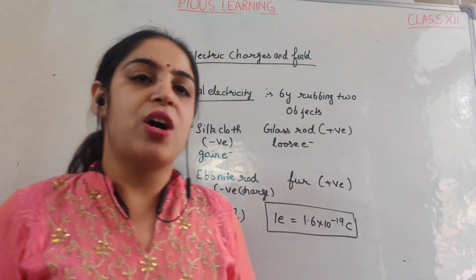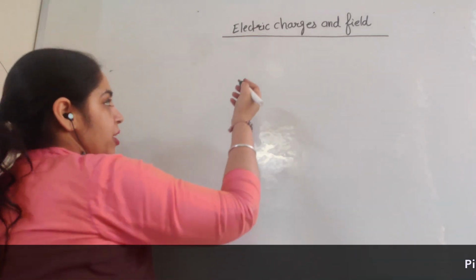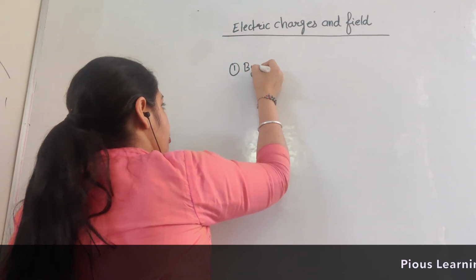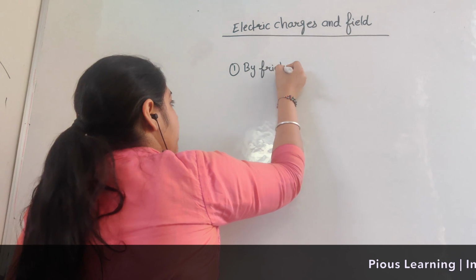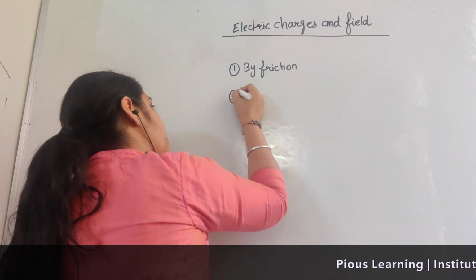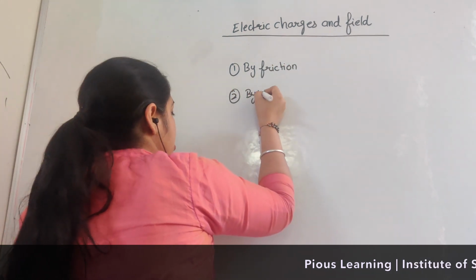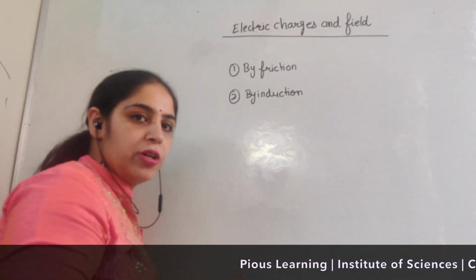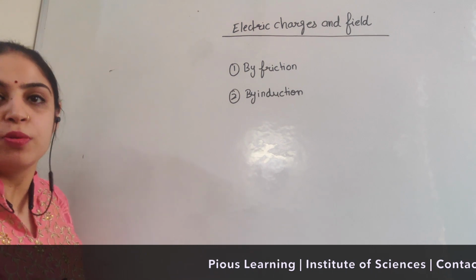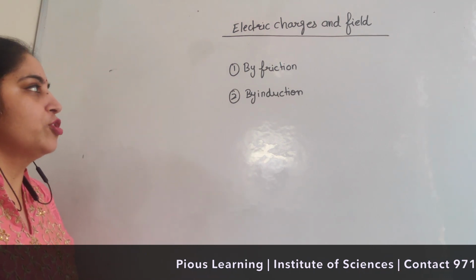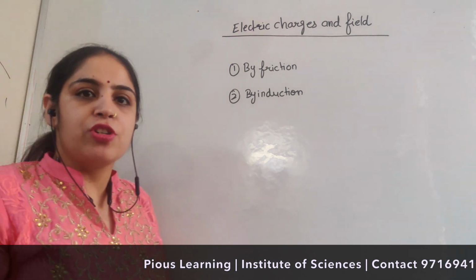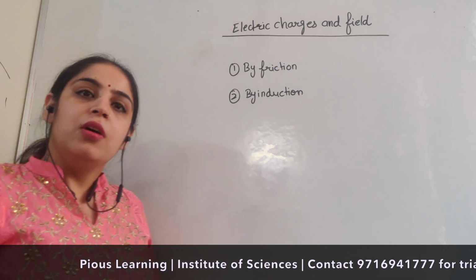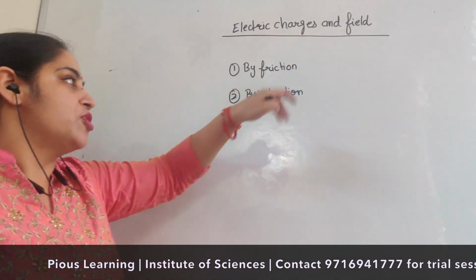Now, how do you charge a body? There are two ways to give the charge: first, by friction, and the second one, by induction. Friction, as we just discussed, is when you rub two bodies and the charge gets transferred from one to another. That is charging by friction. In it, we took the example of the ebonite rod, which acquires the charge, and the silk cloth.